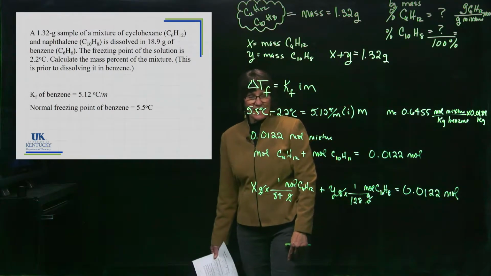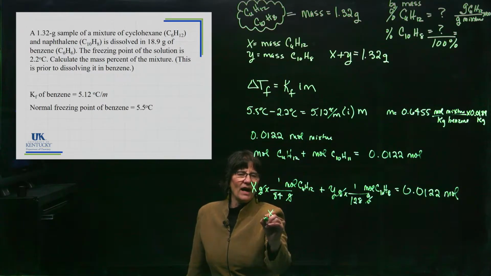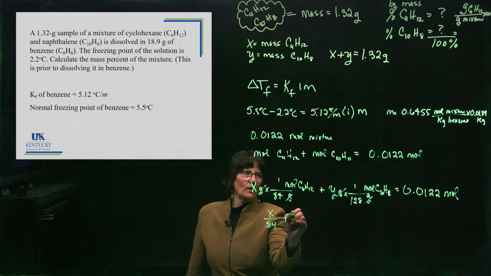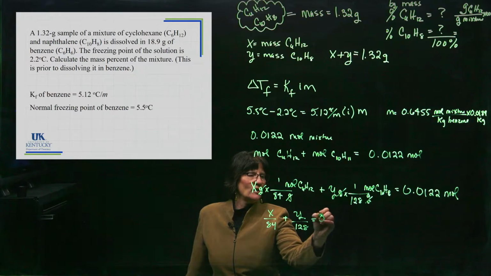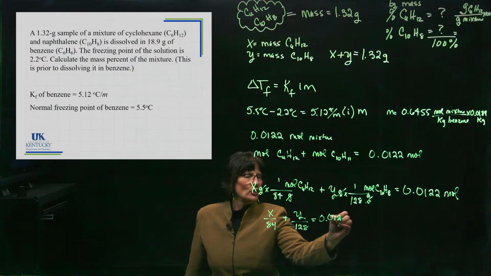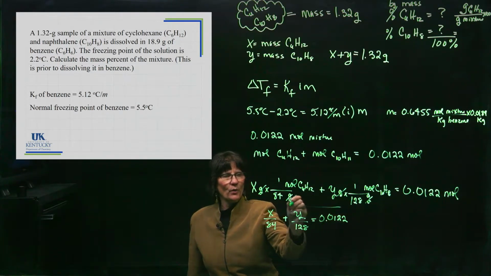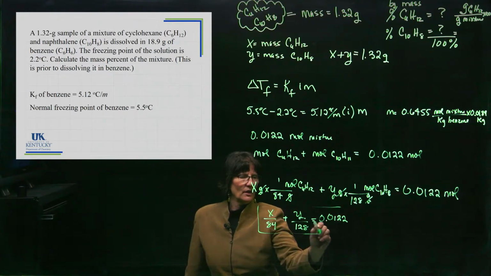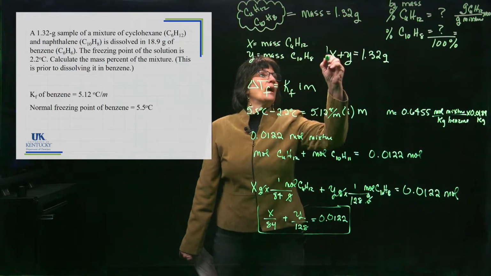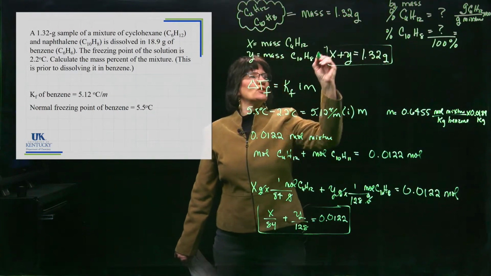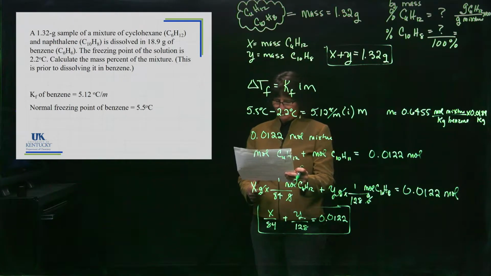Now I have a second equation. I'm going to neaten it up a little bit. X divided by 84 plus Y divided by 128 equals 0.0122. Now I have two equations. Here's the one. Where was the other one? It was right here. Two equations with two unknowns, and now I can do the algebra.